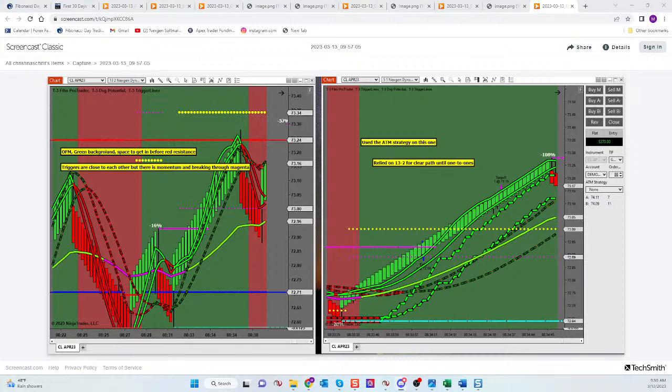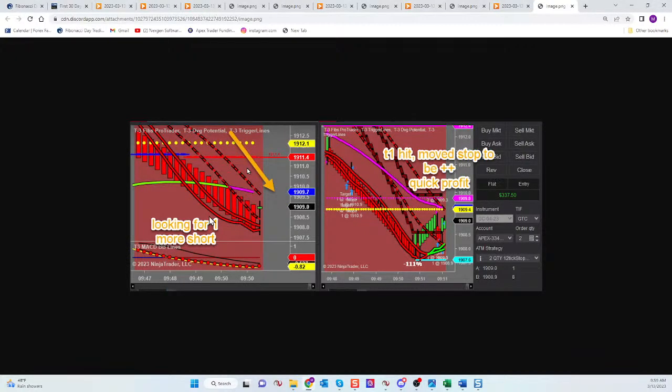NG time. Looking for one more short. I love it. NG time says with odds favorable, nothing in the way. He'll take that entry right at the area inside of favorable large triggers. Quick profit. Gets to break even. Nice job, NG.